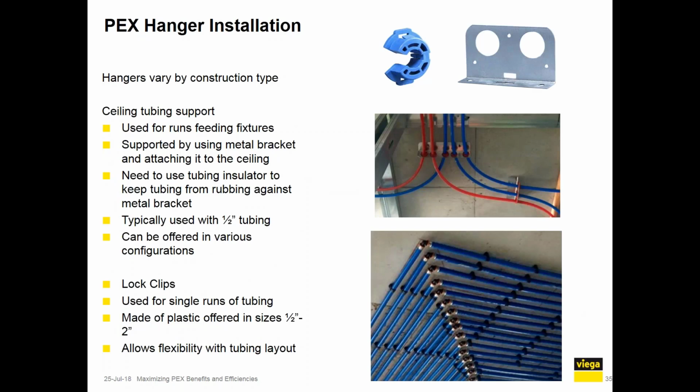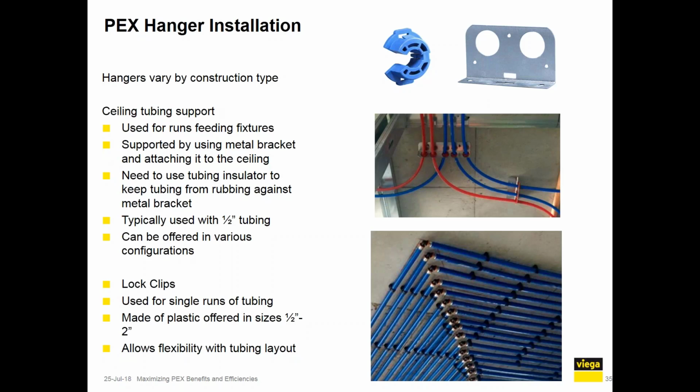Another idea for hanger installation can be the ceiling tubing support. It's used for multiple runs, often with small diameter tubing, if it's going to a bathroom group or other small fixture groups. You do need to use a tubing insulator, and the reason for this, similar to the reason for the foam and the rubber on the clevis hangers, is that as the tubing expands and contracts, that rubbing on a metallic hanger over time can have a negative effect on the tubing for the usable life.